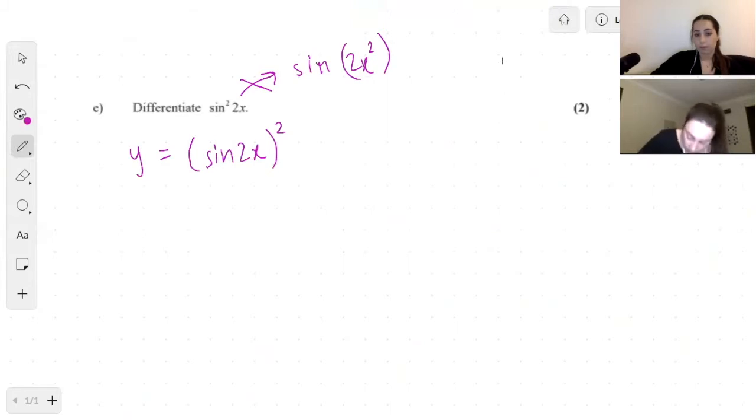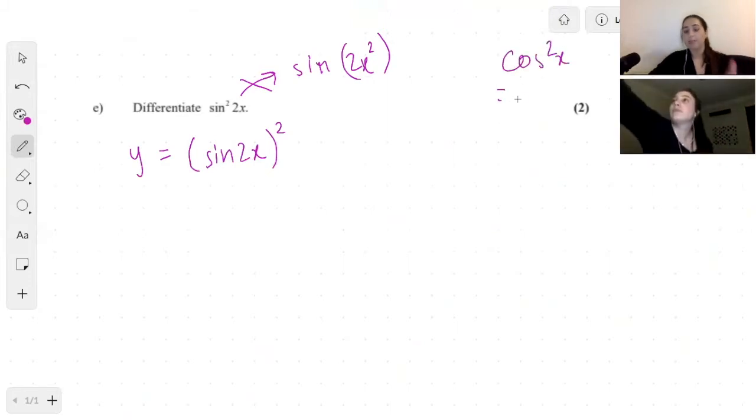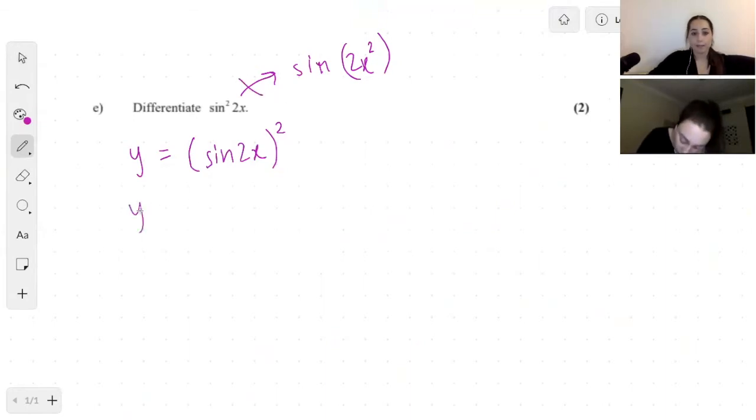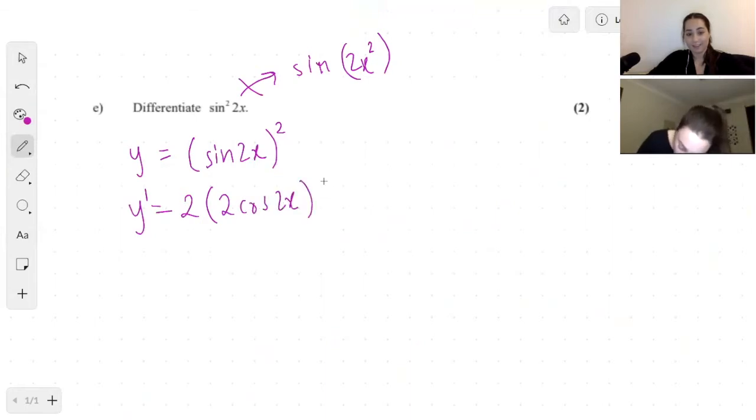It's like when you have cos squared x. It's basically like you have cos x times cos x, so 2 lots of cos x. So this is just the chain rule. So you go 2 times 2 cos 2x bracket sine 2x, and then it drops a power, so it's just 1. So it becomes 4 cos 2x sine 2x.